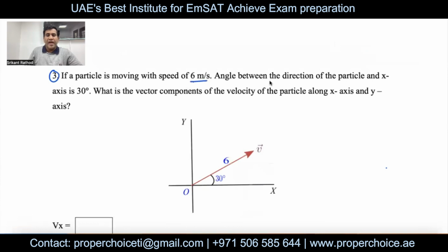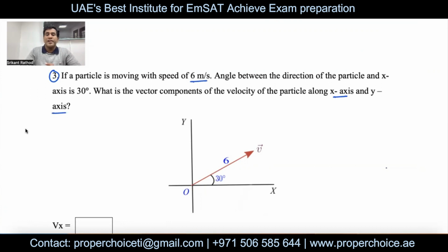the angle between the direction of the particle and the x-axis is 30°. They have shown it in the graph. What is the vector component of the velocity of the particle along the x-axis and y-axis? What they are asking us is the vector component of the particle along the x-axis and the y-axis.